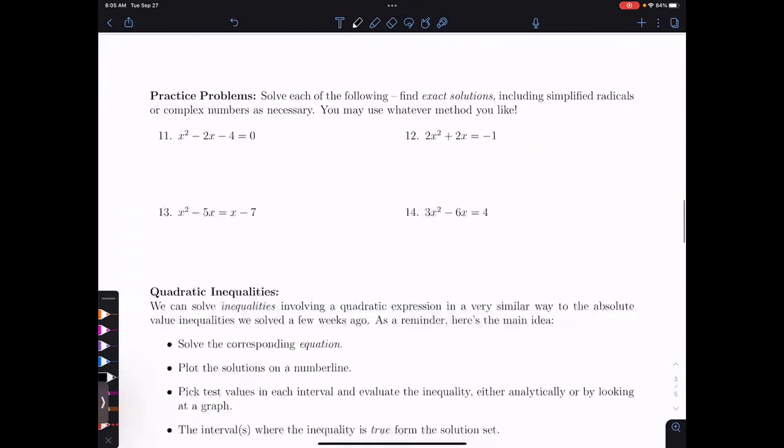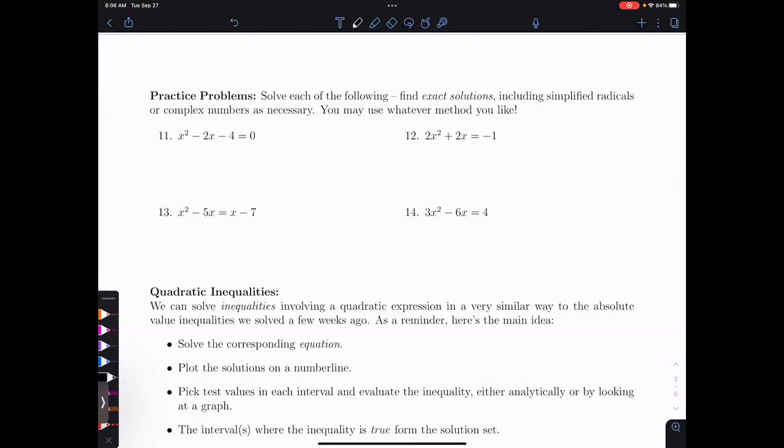And then the last 2 pages are just a whole bunch of practice problems. At the top of page 3, 11 through 14, there are 4 quadratics to solve. Kind of all the stuff you're ever going to know about solving quadratics at this point. You know how to factor or use the square root method or use the quadratic formula or complete the square if you want. You've got a full set of tools for doing that.